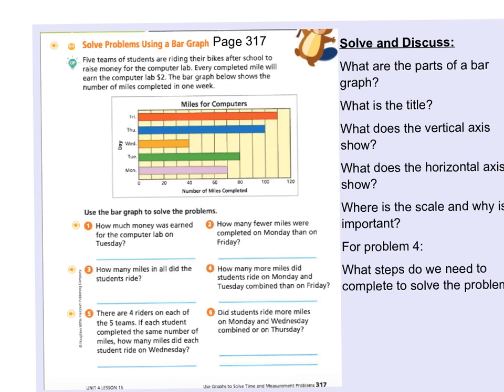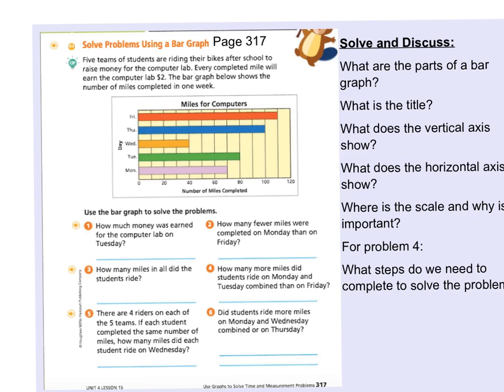Hey, lesson 15, our last lesson in unit number 4. So, good thing, but also then you know that we have a math test starting tomorrow. Okay, page 317. We're looking at here a horizontal bar graph.